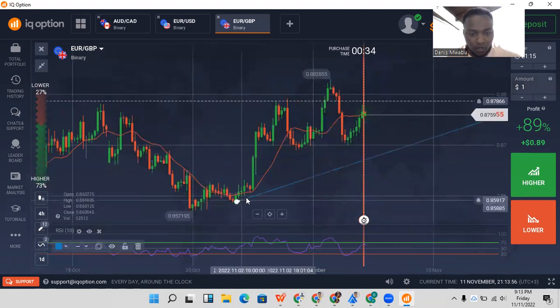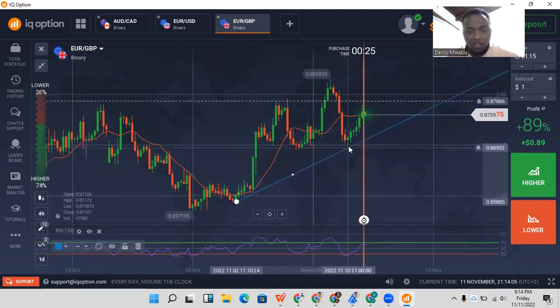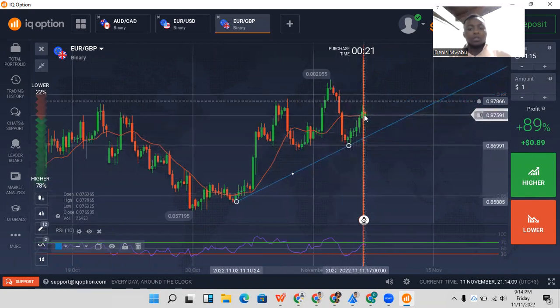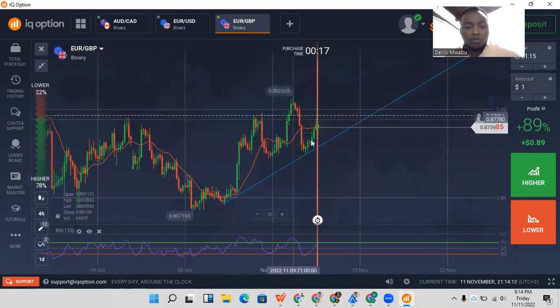This is the trend line. It is actually moving in an upwards direction, okay? And you can see it has already touched here, and it's still moving in the upwards direction. So what are you expecting the price to do here? What you're expecting the price to do here is continue moving up, but it will have some reversal pullbacks.